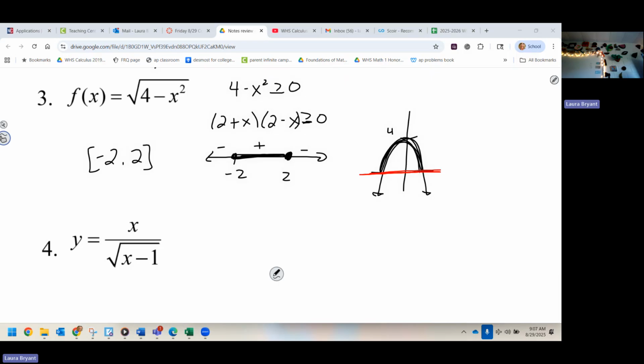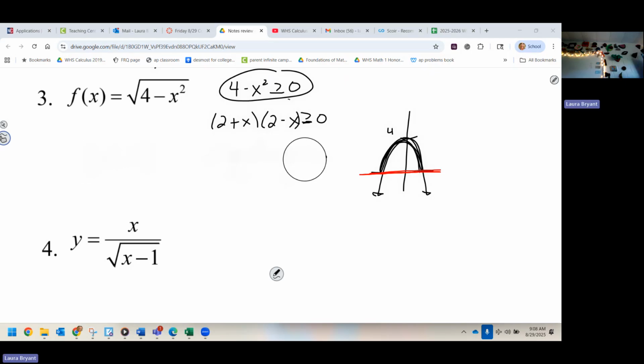An alternative way of solving this is to imagine what this quadratic looks like, which is open down, shifted up 4. And then you take the part that's above the x-axis, which represents greater than 0. Okay, any questions on 3?